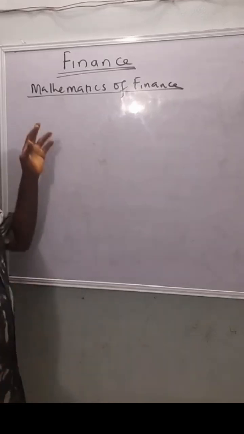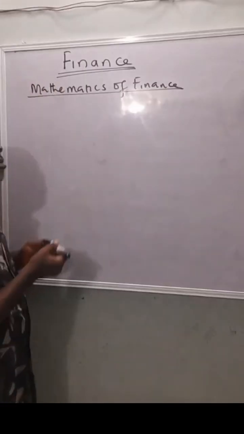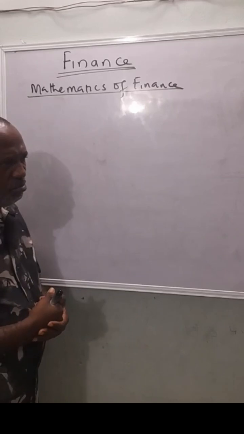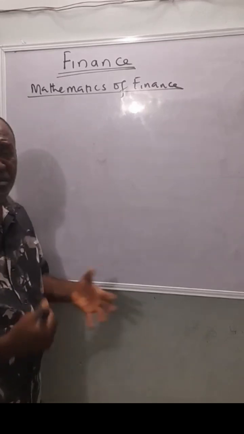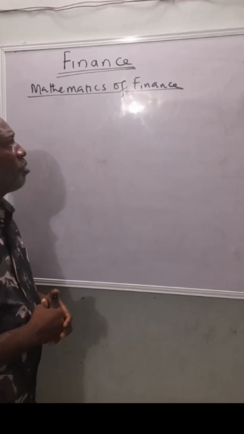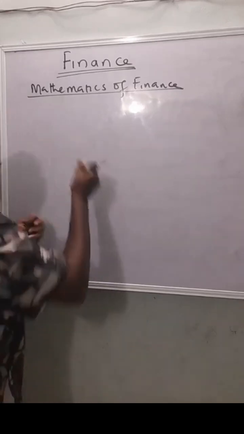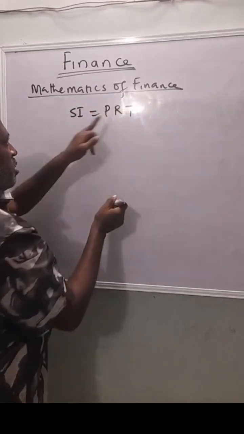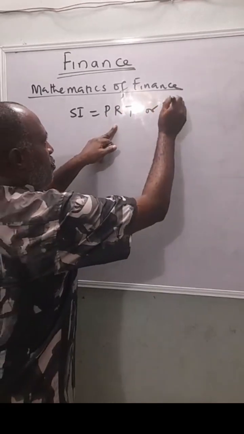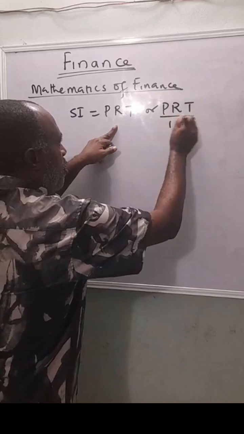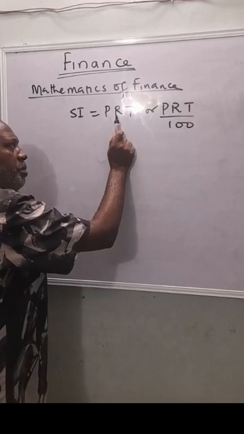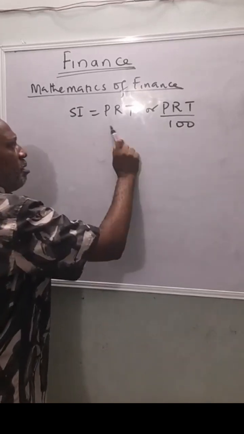Under the mathematics of finance, like I said in my last video, simple interest is part of business mathematics. Simple interest, where you're expected to calculate simple interest, principal, rate, time. This could be the formula: principal, rate, time, all over 100. P is the principal, R is the rate. Rate is always the percentage, whether I put 100 or not, it's still the same thing.